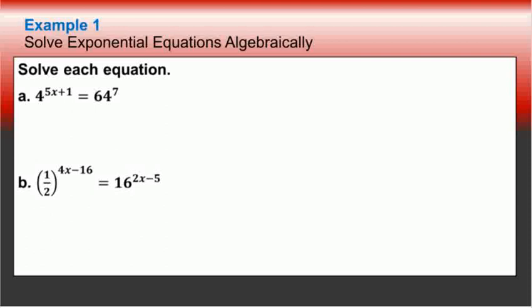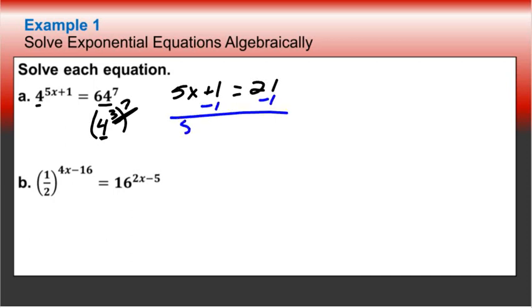So the first thing we need to do is make sure that the bases are the same. Right now our bases are not the same. This one has a base of 4. 64 is not the same as 4, but I can rewrite 64 with a base of 4. That is 4 cubed, and then if I raise that to the 7th power, that will give me a base of 4. So now the bases are the same, so I can set the exponents equal. 5x plus 1 equals 3 times 7, which is 21. Now I can solve for x by subtracting 1, and I get 5x equaling 20. Divide by 5, x would equal 4.